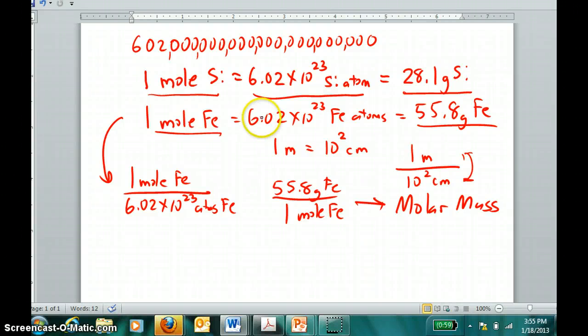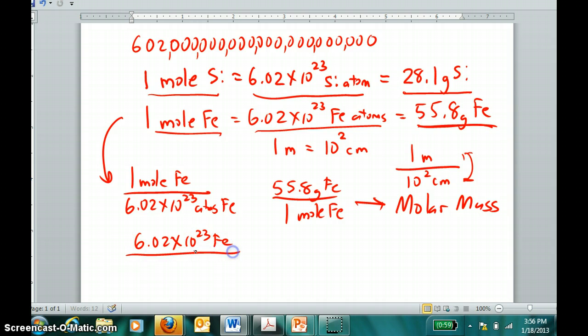There's another ratio I could create from this Holy Trinity, namely a ratio of atoms to mass. I can say there are 6.02 times 10 to the 23rd iron atoms equal to 55.8 grams of iron. And this ratio of the three possibilities would let me convert a mass of iron to atoms of iron, or atoms of iron back to mass of iron. So I would use whichever two of the three as a ratio for whatever conversion I was trying to achieve.